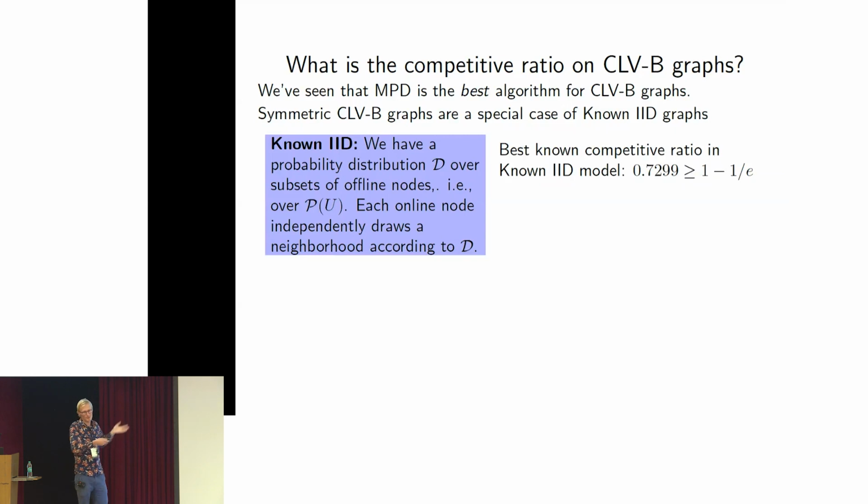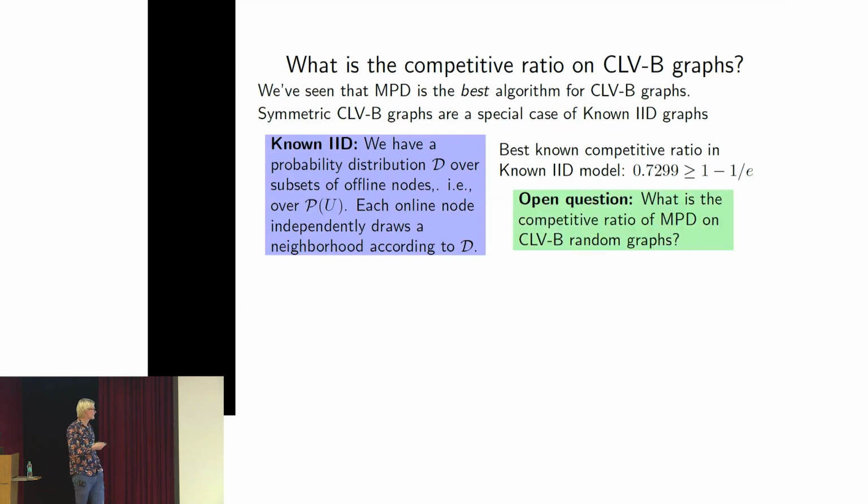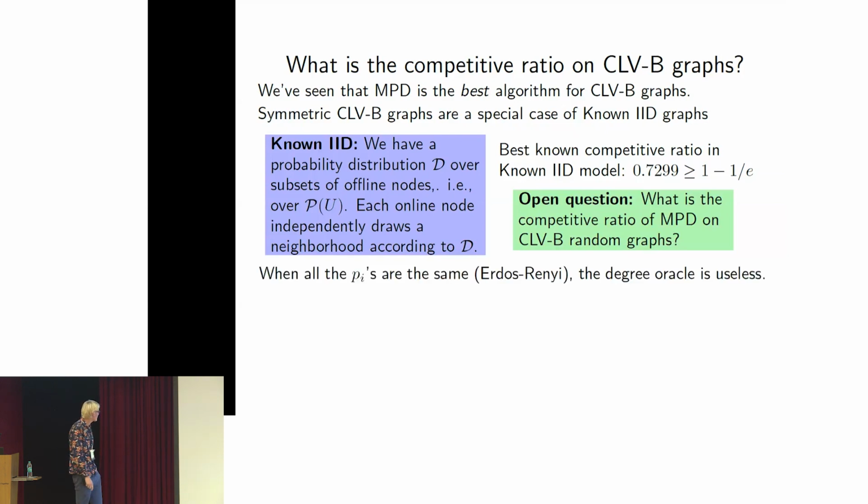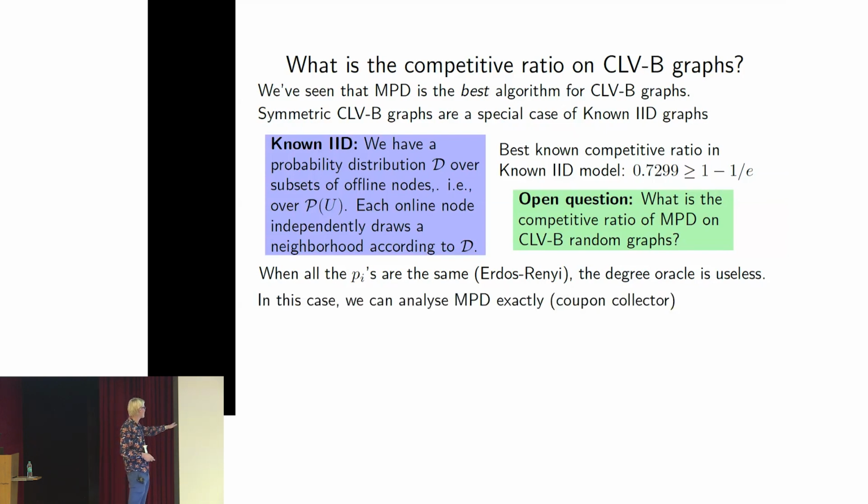And since symmetric CLVB is a special case of known IID, and since we know that this is the optimal algorithm, we also get a competitive ratio of at least this number. But it's an open question what exactly is the competitive ratio of MPD on CLVB random graphs. And we have a conjecture, which is basically that when all the PIs are the same, the degree oracle doesn't give you any extra information. So yeah, you have to think about it a little bit. There are some reasons to believe that this could in fact be the worst case distribution for MPD on CLVB graphs. And in this case, we can analyze MPD exactly.